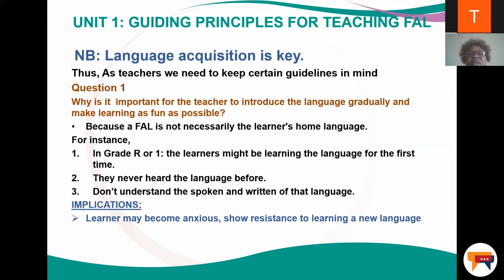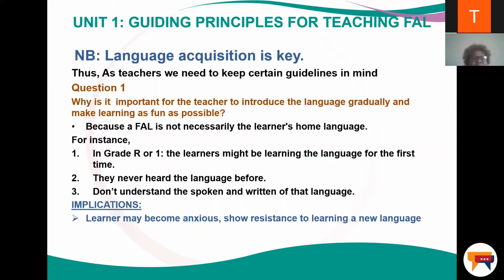Question 1. Why is it important for teachers to introduce language gradually and make learning as fun as possible? Because language acquisition is key, you need to introduce this language gradually, because FAL is not necessarily the learner's home language. For instance, in grade R, the learner might be learning that language for the first time. They never heard the language before, maybe. Maybe they don't understand the spoken or written form of that language. Remember, you were in that position. Language acquisition is key.